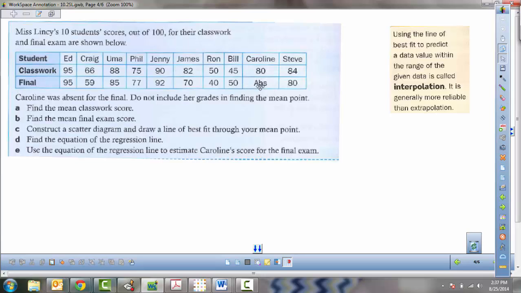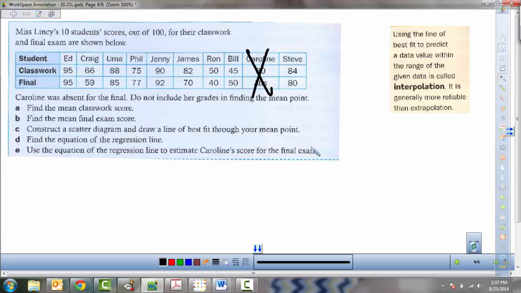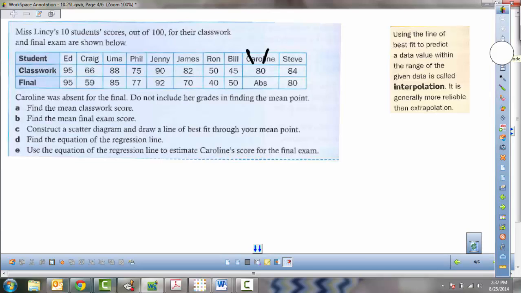Caroline, if you notice, she was absent for the final, so we don't have a pair of data here for her. What we're going to do is simply omit her from our data analysis. We can't use it. We don't have a score. We need to find the mean classwork, the mean final exam score. We're going to make a scatter plot and draw a line of best fit going through that mean point. Then we're going to find the equation of our regression line and use that equation to see if we can predict Caroline's exam score. So she scored an 80. If she fits the trend with the rest of the class, what is her score going to be approximately?